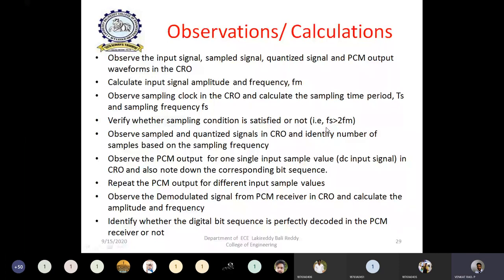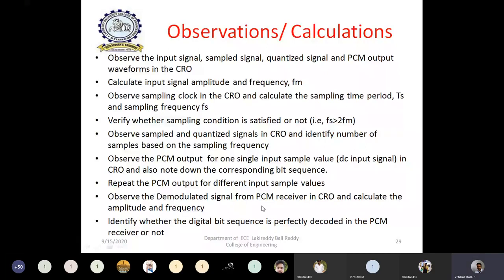Next, observe the sample and quantized signals in the CRO and identify how many samples are generated. If you observe how many dots are in the sample output, that indicates the number of samples. You can also calculate the number of samples. And observe the PCM output for one single input sample value, that is from the DC signal in the CRO, and also note down the corresponding bit signal. And repeat the PCM output for different input sample values. You need to observe the PCM output not only for a single DC value, but for a number of sample values like 2 or 3.